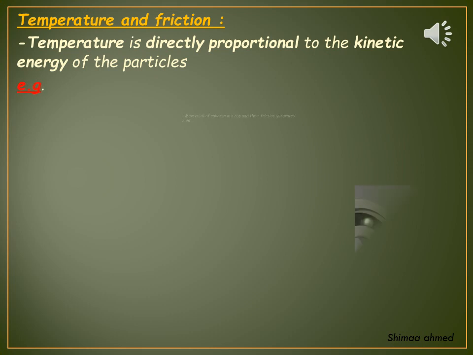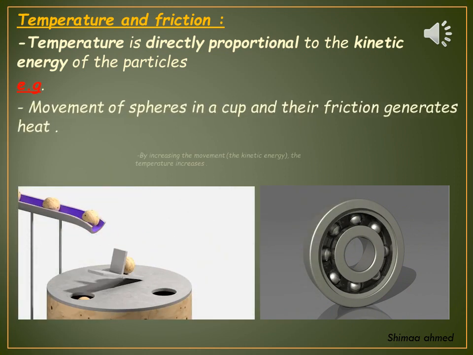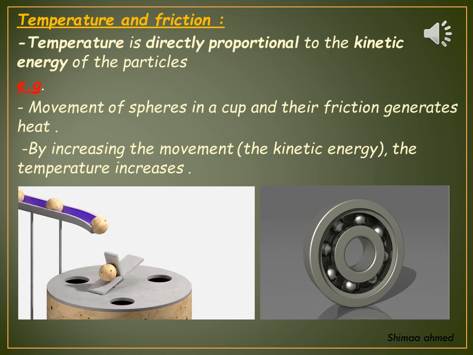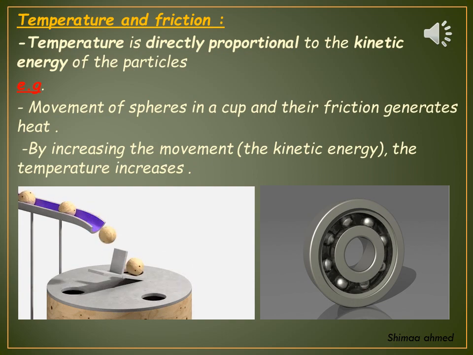As you see in the picture in front of you, it's called a ball bearing, which is found in most of the devices in our life. And when the temperature increases, the friction increases, which may cause device damage, but scientists add some oils and lubricants to make their movement easier.